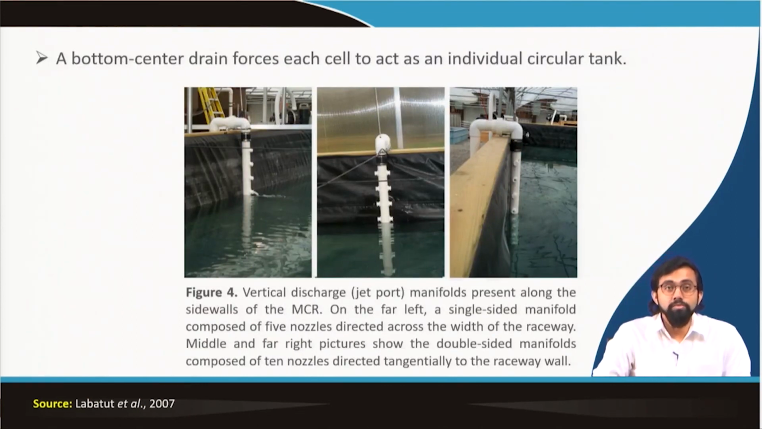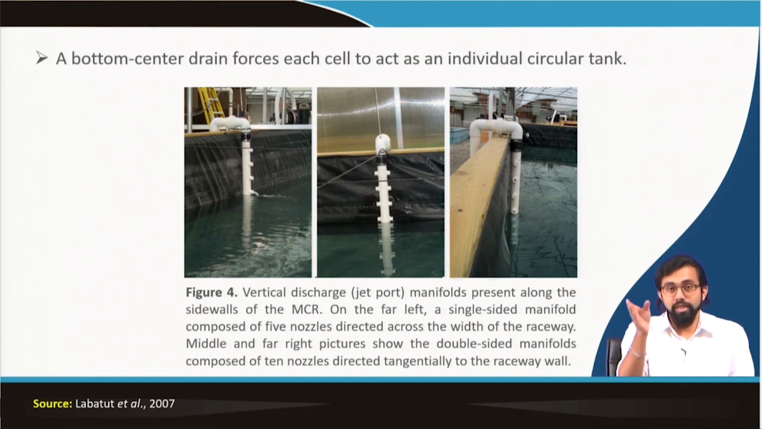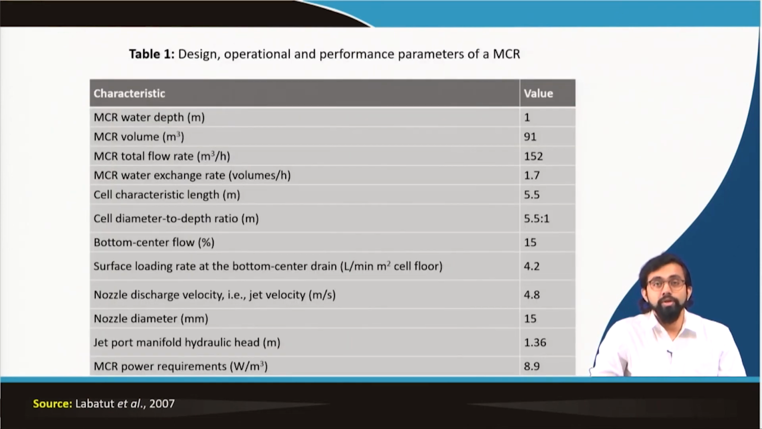You can see this is the bottom center drain. It forces each cell to act as an individual circular tank, and this is the discharge jet port, or the discharge manifold, as we call it. It runs along the sidewalls of the MCR. On the far left is a single-sided manifold composed of 5 nozzles directed across the width of the raceway, while the middle and far right pictures show a double-sided manifold composed of 10 nozzles on both sides, directed tangentially towards the raceway wall. So this is also one type of structure we normally witness in MCRs.